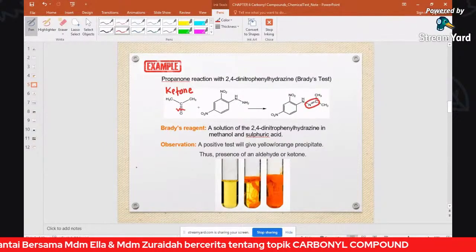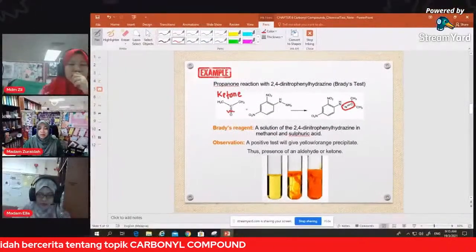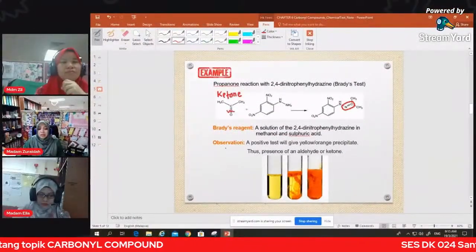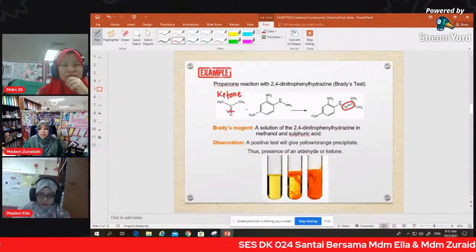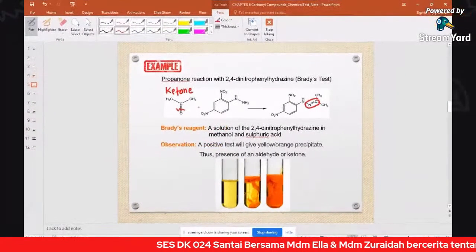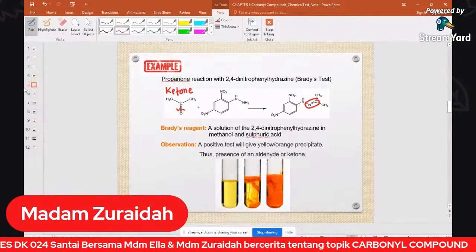Brady reagent, 2,4-dinitrophenylhydrazine in methanol and sulfuric acid, we use the Brady reagent. The observation that we get, positive result, we give yellow or orange precipitate. Both accepted. Thus, this color indicates the presence of aldehyde and ketone.